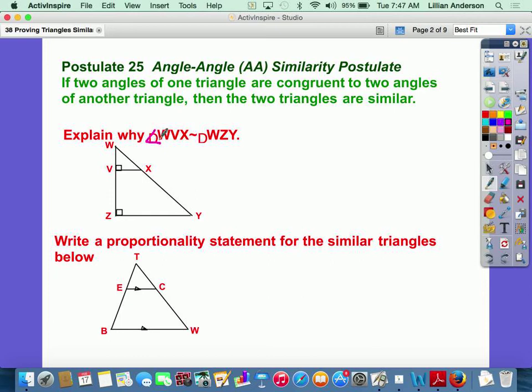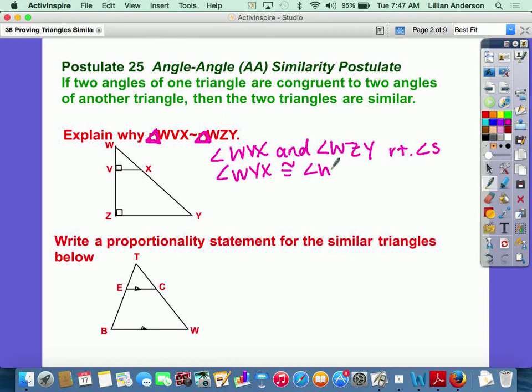These should be triangle symbols here. You know my program doesn't convert these to triangles. Well, I know that angle WBX and angle WZY, they're both right angles. And since they are right angles, I know that they're congruent to each other because all right angles are congruent.